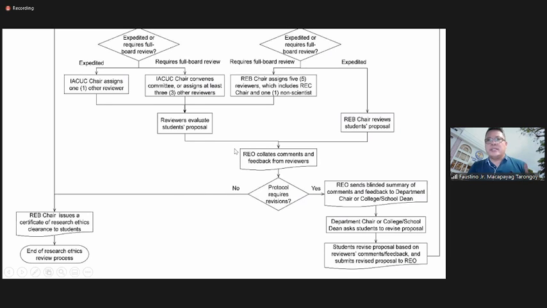The same thing for a full board, full committee review protocol: your revisions will be reviewed by the same committee that initially reviewed your protocol. If there are no more revisions and the committee is satisfied with your revisions, then it will be decided as approved. Then you will receive a certificate of ethics clearance. If there are still revisions that need to be done, you have to do the revisions again and then resubmit. So you can actually have a second or third resubmission in that case.